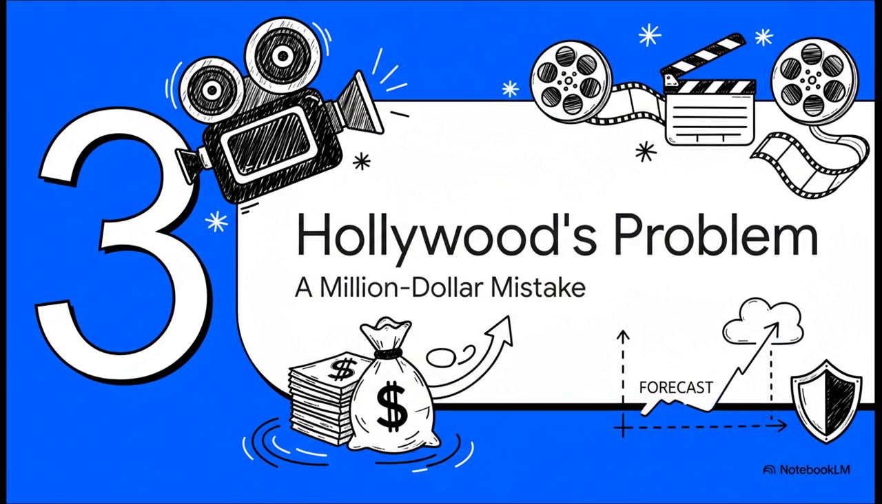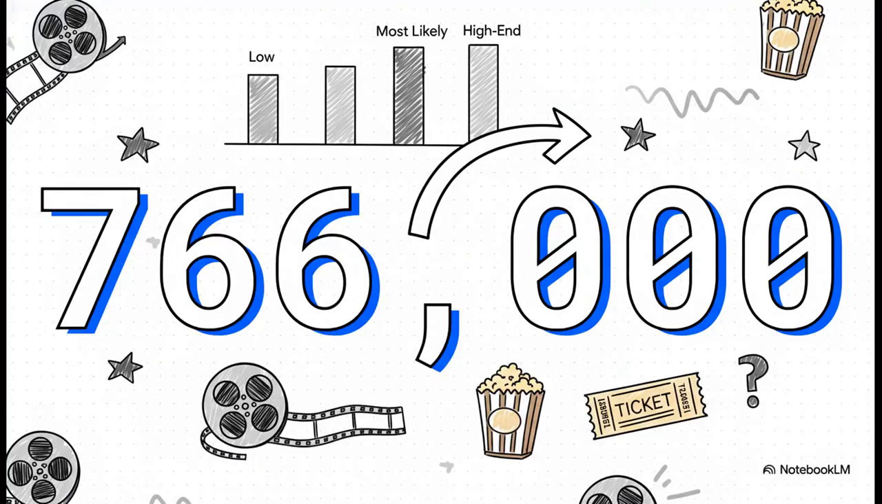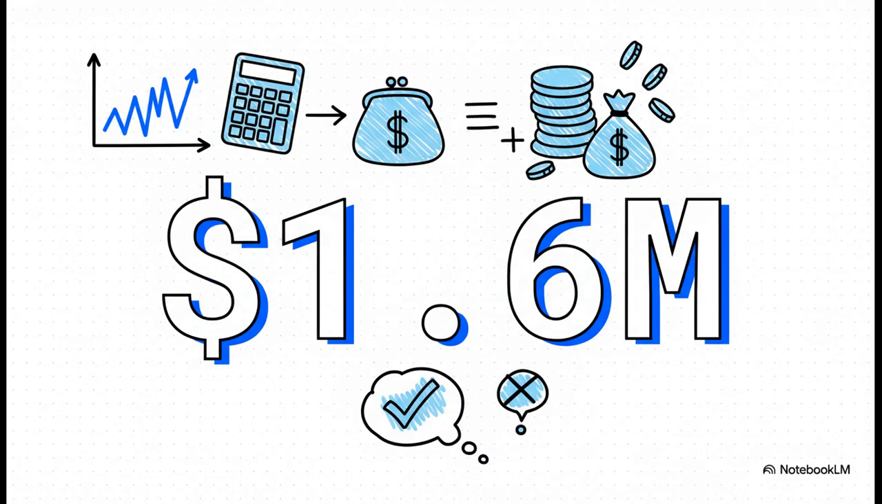All right, let's take this idea and see how it plays out in a really high-stakes, real-world scenario. Let's talk about Hollywood and trying to forecast movie profits. A movie studio is about to release a new film. They run the numbers, best case, worst case, most likely case, and they come up with an average forecast of about 766,000 ticket sales. Seems pretty reasonable, right? So they take that average number, plug it into their financial model, and it spits out a number. They should probably set aside $1.6 million for estimated taxes.